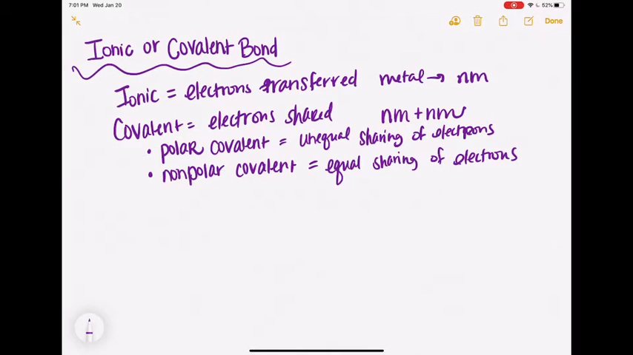If you look at the trend, it increases, as we just said, as you go up and to the right. On today's assignment, you are going to look at some different elements and say whether they would form an ionic bond or a covalent bond. And then if they form a covalent bond, you have to specify if it's a polar covalent bond or a non-polar covalent bond.